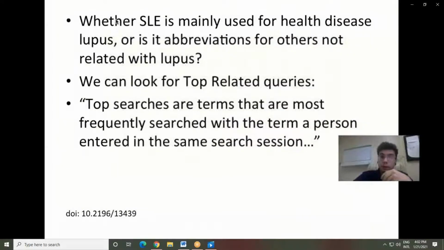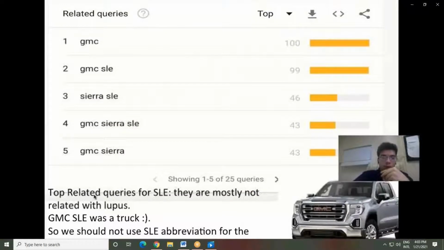The next question would be if SLE is an important abbreviation. So is SLE mainly used for lupus, or is it also an abbreviation for other topics that are not related to lupus? So let us look at the top related queries on Google Trends. These top related queries or top searches are terms that are most frequently searched with the term a person has entered. So when I looked for the abbreviation SLE, the most common search was that for the GMC truck.